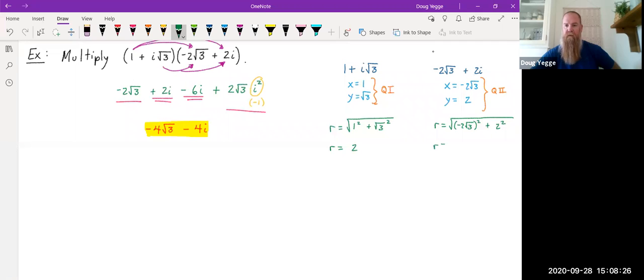And now we can see that when we square 2 root 3, we get 4 times 3 or 12, while over here, 2 squared is 4. So 12 plus 4 is 16, and the square root must be 4.